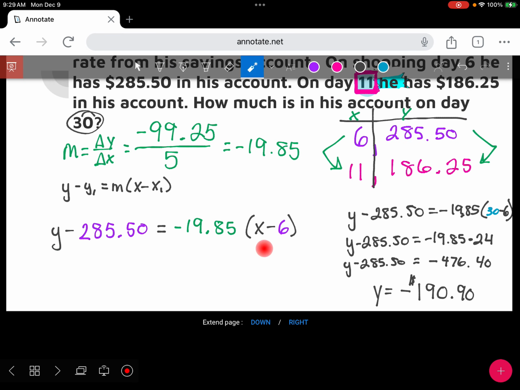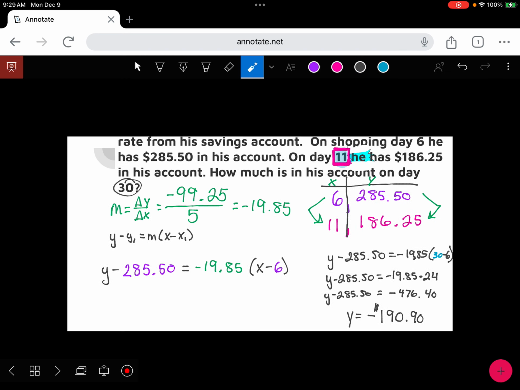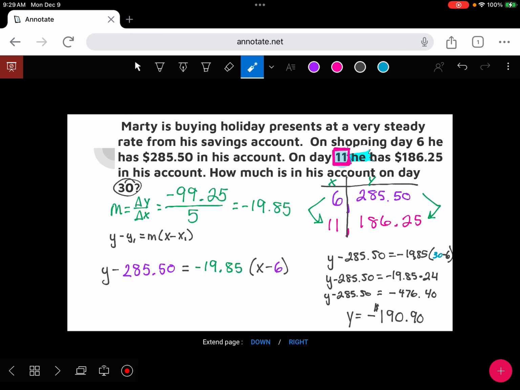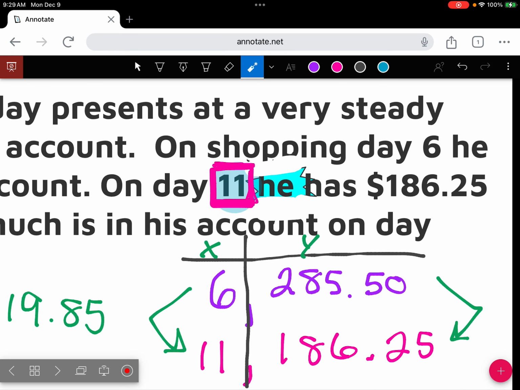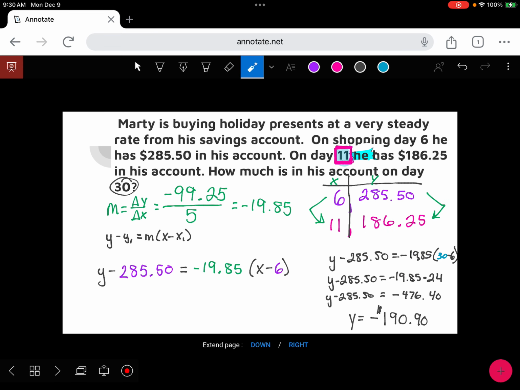So you don't have to use the top point here. You could have absolutely done it with our pink point with the 11, and you'd get the exact same answer for our y here. You could do this in slope-intercept form, y equals mx plus b, and find your b. There's lots of ways through it. But when we have a steady rate, or a constant rate, it means we're looking at a line.